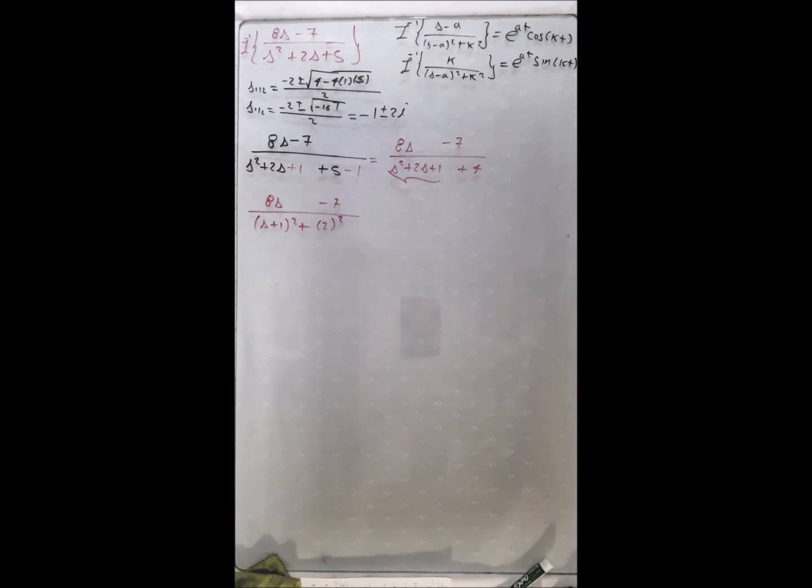In the numerator, check for the cosine: this number and this number should be the same. And for the sine formula, you should only have a number, which is not the case. 8s minus 7. Okay, so we have to do the following, engineers.